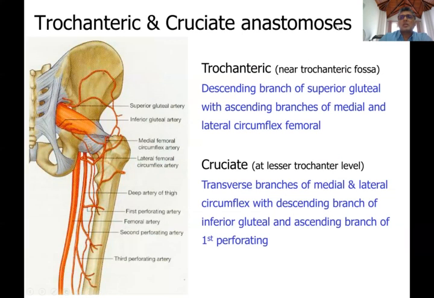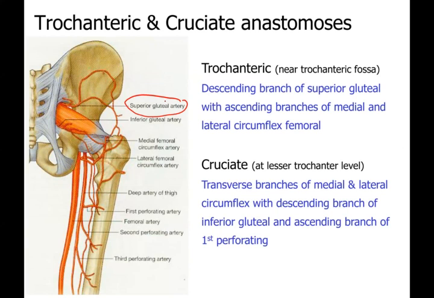Then these two anastomoses, cruciate and trochanteric anastomoses. Out of the two, the most important one is the trochanteric, because that is the main one that supplies the head of the femur. Now, how they are formed: you can see the superior gluteal artery here, and you can see the medial and lateral circumflex femoral arteries. So they anastomose and form the trochanteric anastomosis, the descending branch of the superior gluteal with the ascending branches of the medial and lateral circumflex femoral arteries.